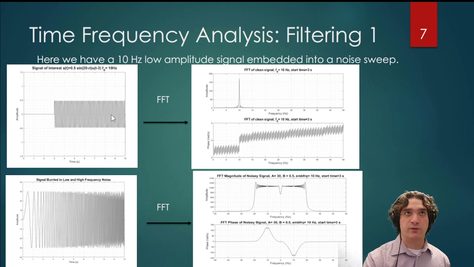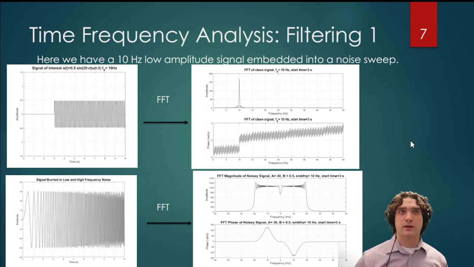When we Fourier transform the original signal, we get a spike in amplitude at 10 hertz, and we also see an increase in the phase at 10 hertz. When we look at the signal buried in the noise, we see a bunch of different frequencies, although we can make out a little spike there at 10 hertz. We also see some ramp up behavior in the phase spectra, which could give us a clue that there's something going on at 10 hertz, but it's not clear.